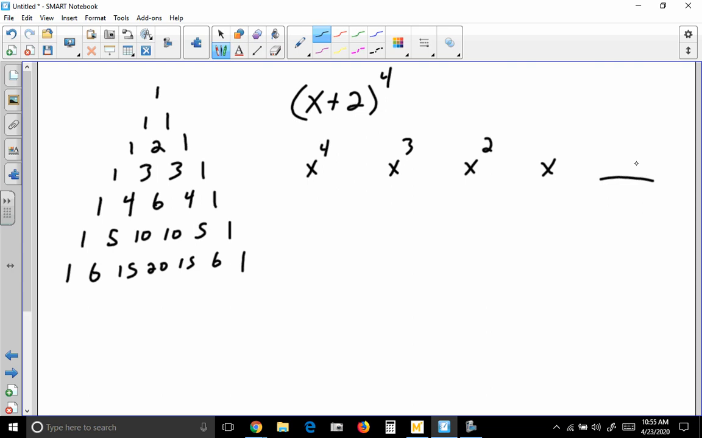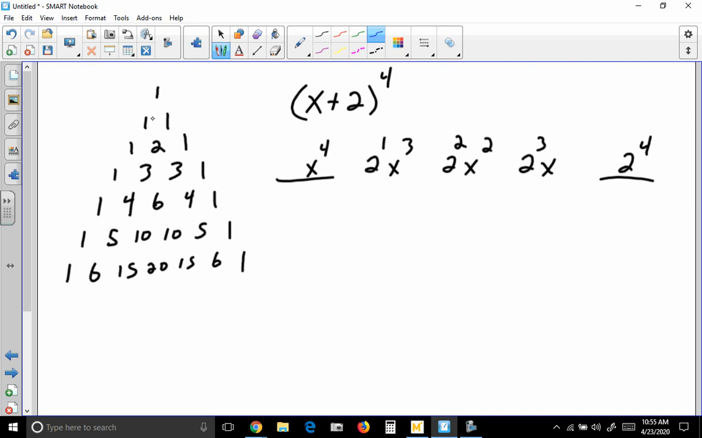We're going to have a 2 to the 4th, a 2 to the 3rd, a 2 to the 2nd, a 2 to the 1st, and then a term that doesn't have any 2's. So if we were to distribute that out, these are the different terms that we would get. But we wouldn't get just one of each of those.